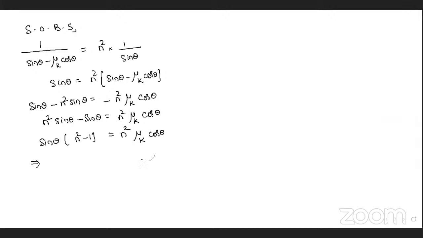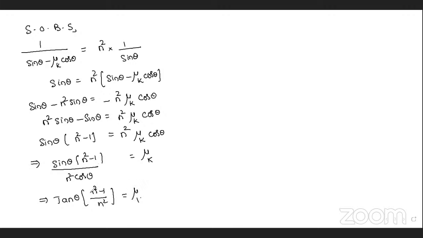Sine theta is equal to n square mu k cos theta. Therefore, coming to the last step, mu k is equal to, taking n square cos theta to the other hand, sine theta into n square minus 1 divided by n square cos theta. Sine theta by cos theta is tan theta into n square minus 1 whole divided by n square equals mu k. That is 1 minus 1 by n square.